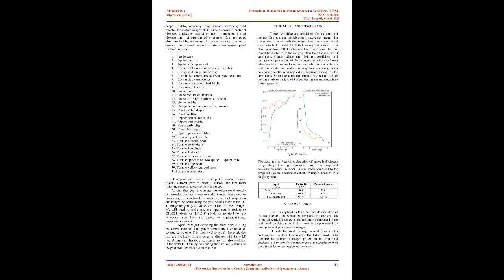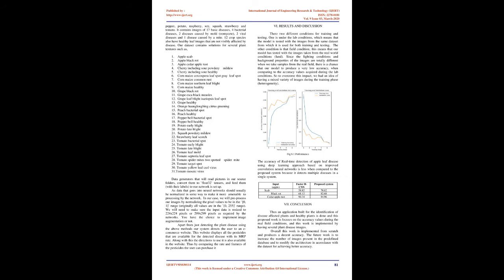A dataset of 54,305 images of diseased and healthy plant leaves collected under controlled conditions. Plant village dataset. The images cover 14 species of crops, including apple, blueberry, cherry, grape, orange, peach, pepper, potato, raspberry, soy, squash, strawberry and tomato.